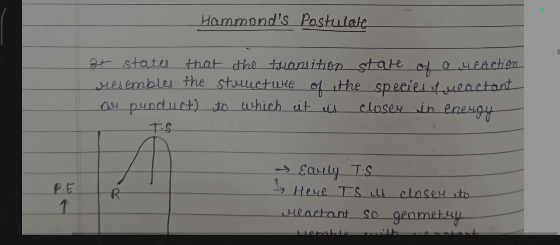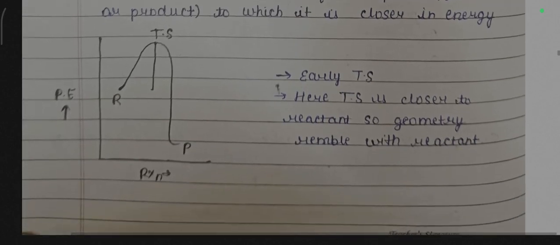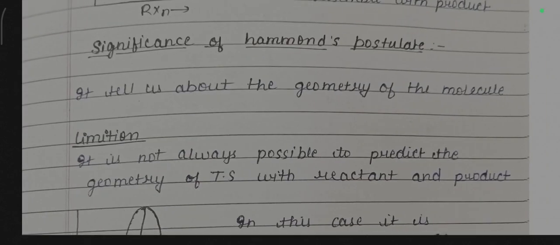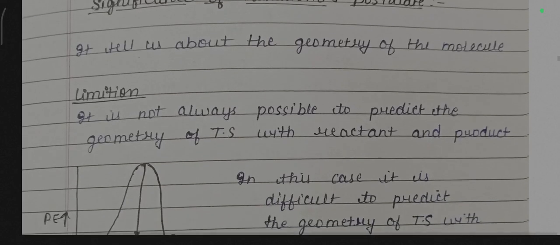Hammond's postulate. It states that the transition state of a reaction resembles the structure of the species, reactant or product, to which it is closer in energy. Significance of Hammond's postulate: it tells us about the geometry of the molecule. Limitations: it is not always possible to predict the geometry of the transition state with reactant and product.